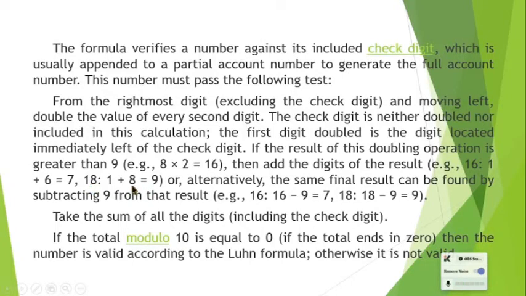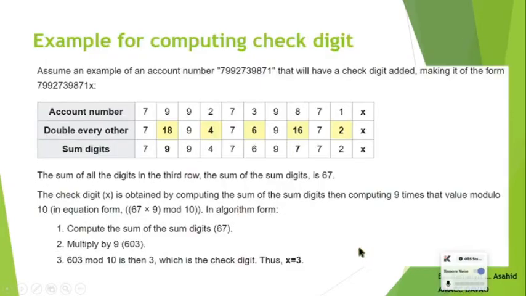So yung digits niya, i-add mo lang. Alternatively, the same final result can be found by subtracting 9 from that result. So 16 minus 9 is 7, and 18 minus 9 is 9. Take the sum of all the digits, including the check digit. If the total modulo 10 is equal to 0, if the total ends in 0, then the number is valid according to Luhn's formula. Otherwise, it is not valid. So, let's have this example.